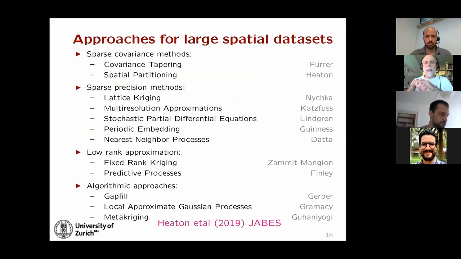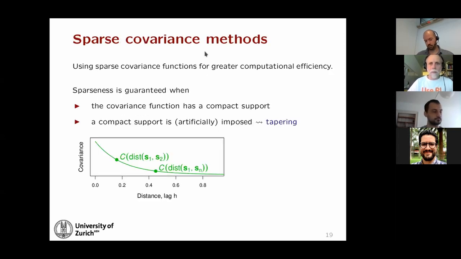I do acknowledge that there are many other tools and many other approaches to deal with large spatial data sets. So what we're discussing here in this tutorial is essentially just the first part here, sparse covariance matrices, and to some degree also sparse precision matrices. But of course, there are many other approaches, and I've given you here at the bottom the link that pretty much lists almost all of them, with advantages, disadvantages, examples, and so forth. So this is just the reassurance that we're going to just zoom in on one approach. But we do need to get sparse covariance matrix.